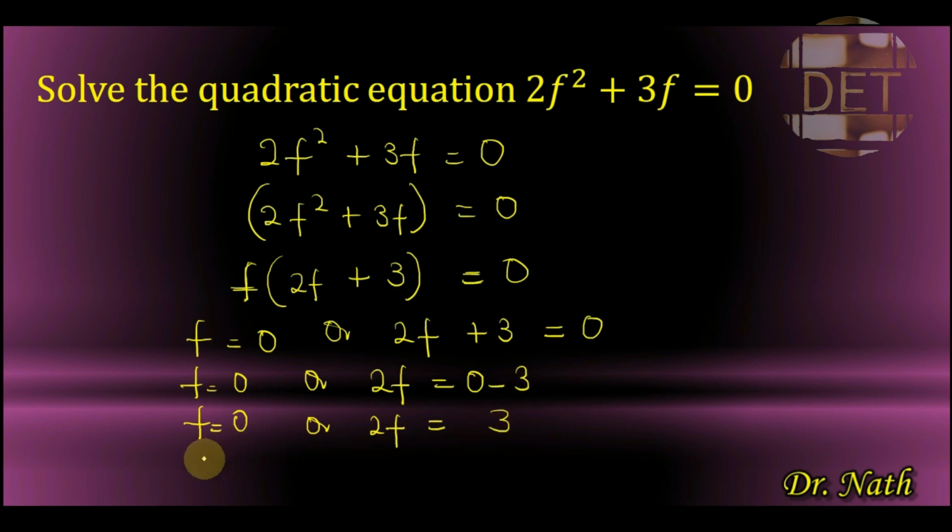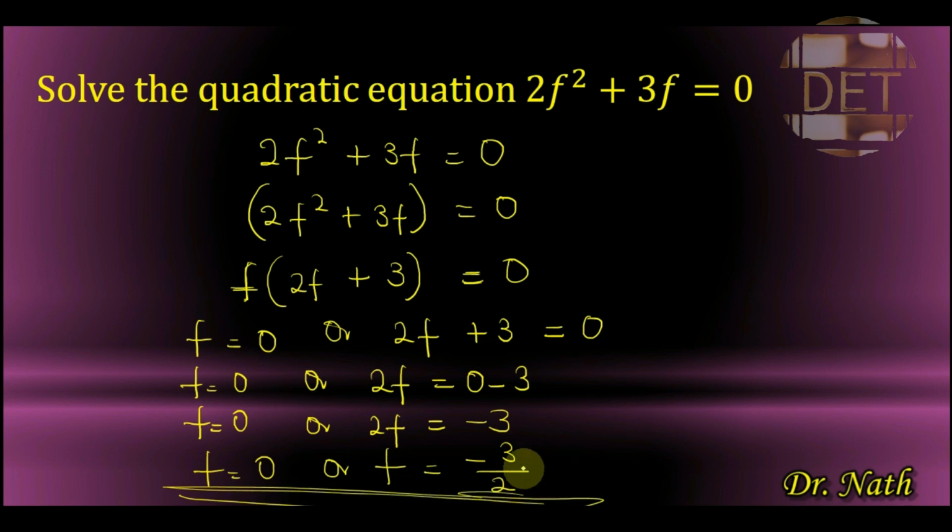Having done this, my f will now be equal to 0 or, to make f the subject of the formula, I will divide both sides of the equation by the coefficient of f, which is 2. So my f will now be equal to minus 3 all over 2. So f is equal to 0 or f is equal to minus 3 all over 2. This is the answer to this equation.